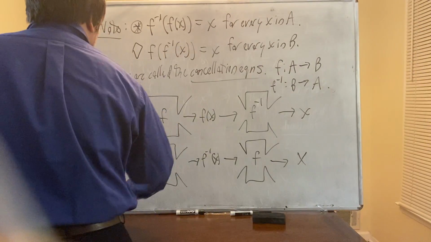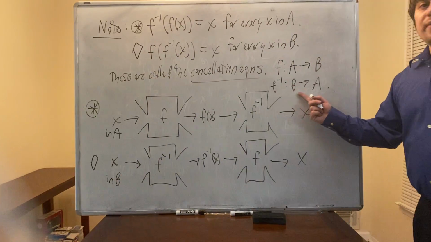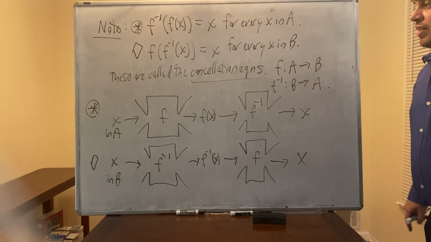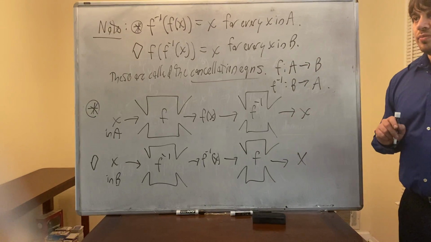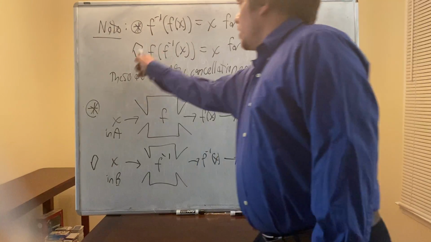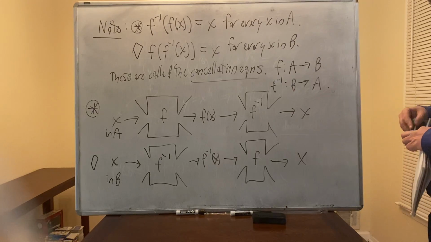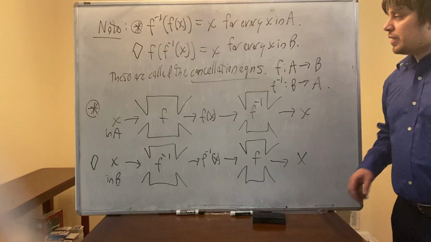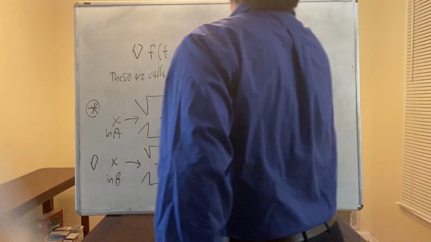So here's an input for the function f inverse. So x here is in set B. The domain of f inverse is B. And so the input for f inverse has to be an element in B. And just like here, the input for the function f has to be in A because the domain of f is A. Okay? So again, this is illustrating that equation. Okay, so let's keep going. That's illustrating the two cancellation equations.